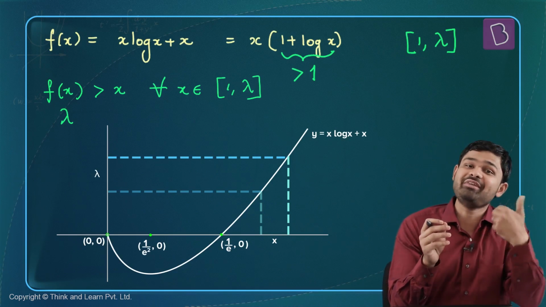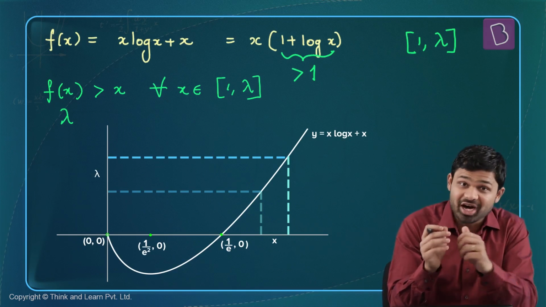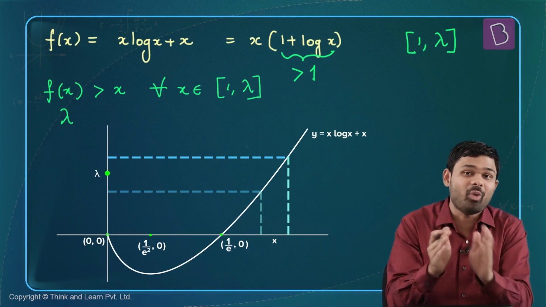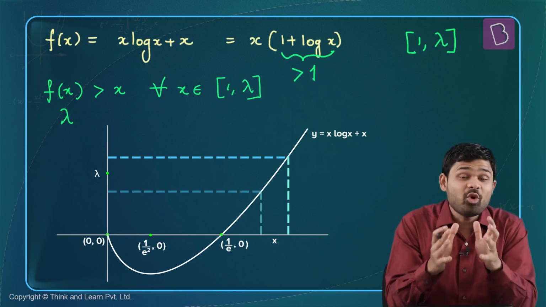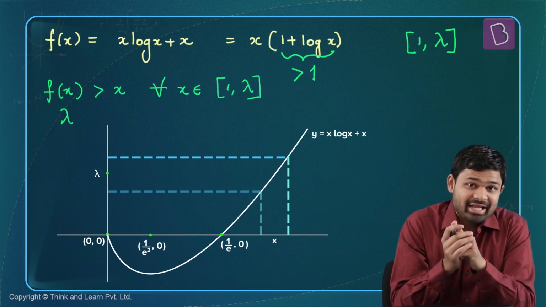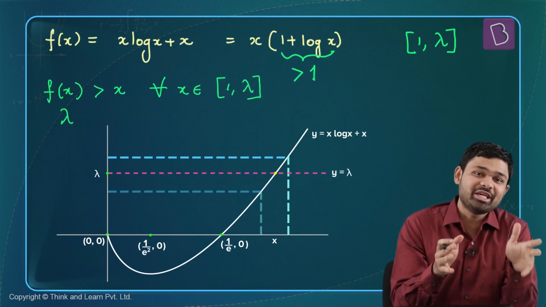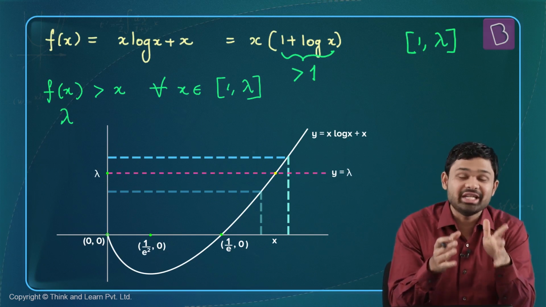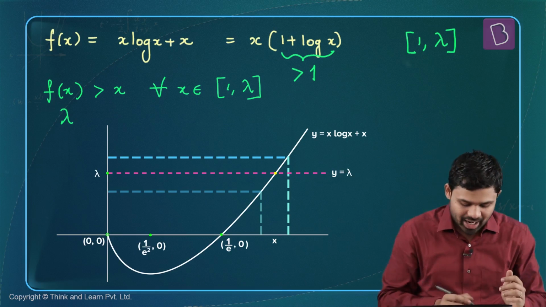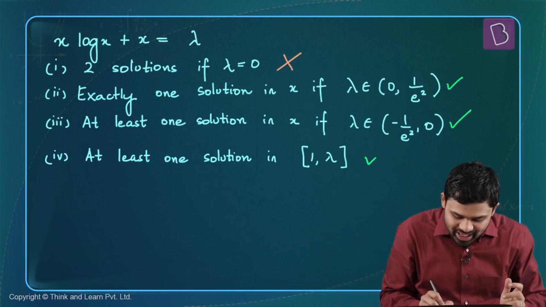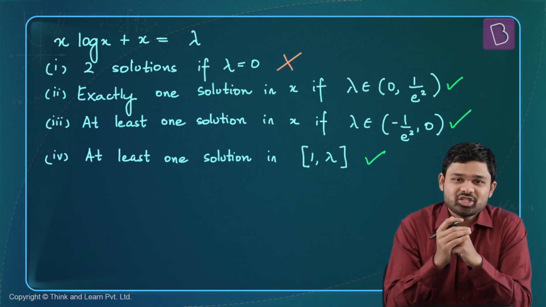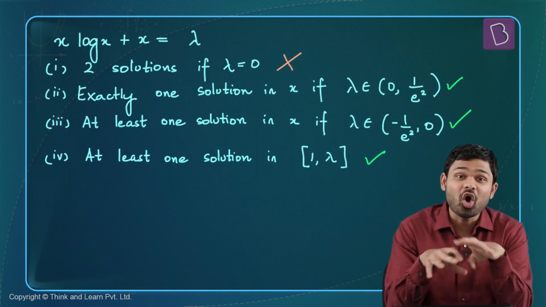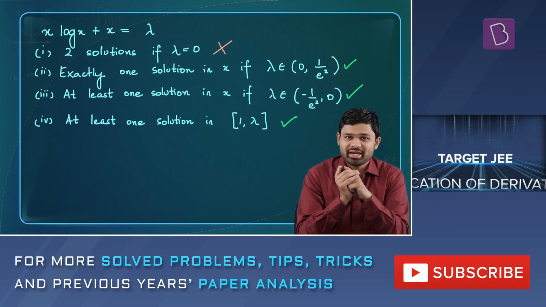Since lambda is always greater than x, lambda grows faster than x. So if you input a value of x between 1 and lambda, the value of f of x will be greater than that x, and hence f of x equal to lambda will definitely have one solution in the interval 1 comma lambda. So in this way we see that the last option is also a correct answer to this question. This means that options B, C and D are all correct answers to this multiple correct answer kind of question.